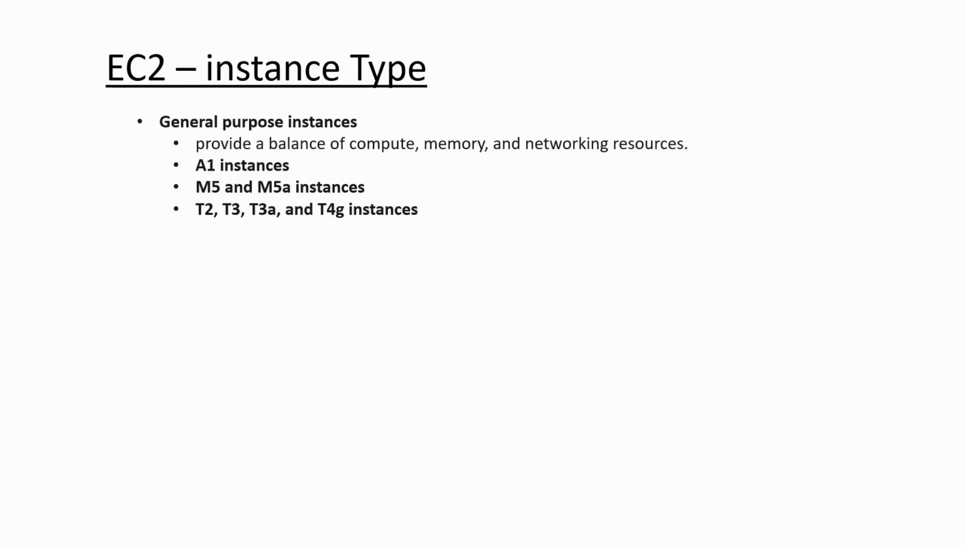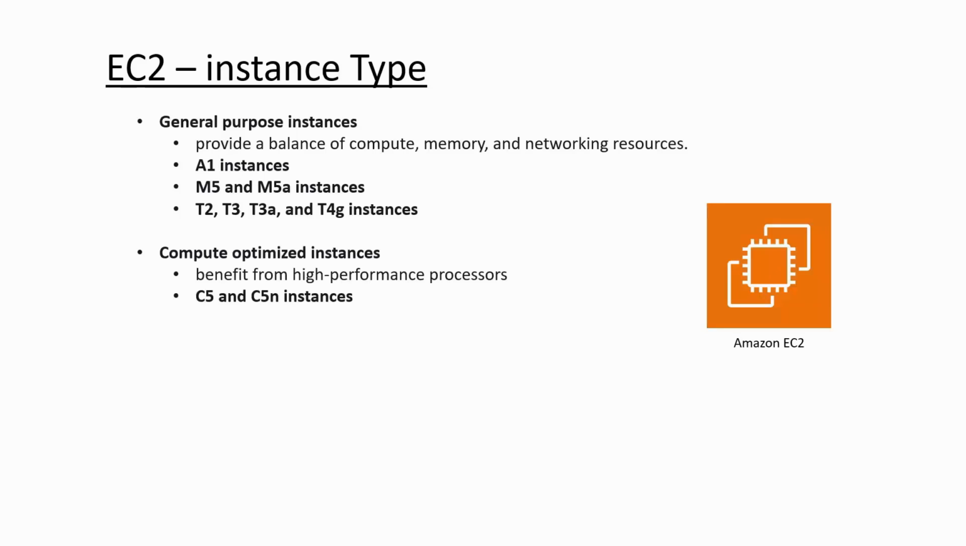One is general purpose instances, which provide a balance of compute, memory and network resources. The names are A1 instances, M5, M5A instances, T2, T3A instances. We'll show you in the portal as well after this. Second is compute optimized. If you want high performance computing, you can choose the C5 instances, so the name starts with C5. You can see that while choosing the instances, while building it.